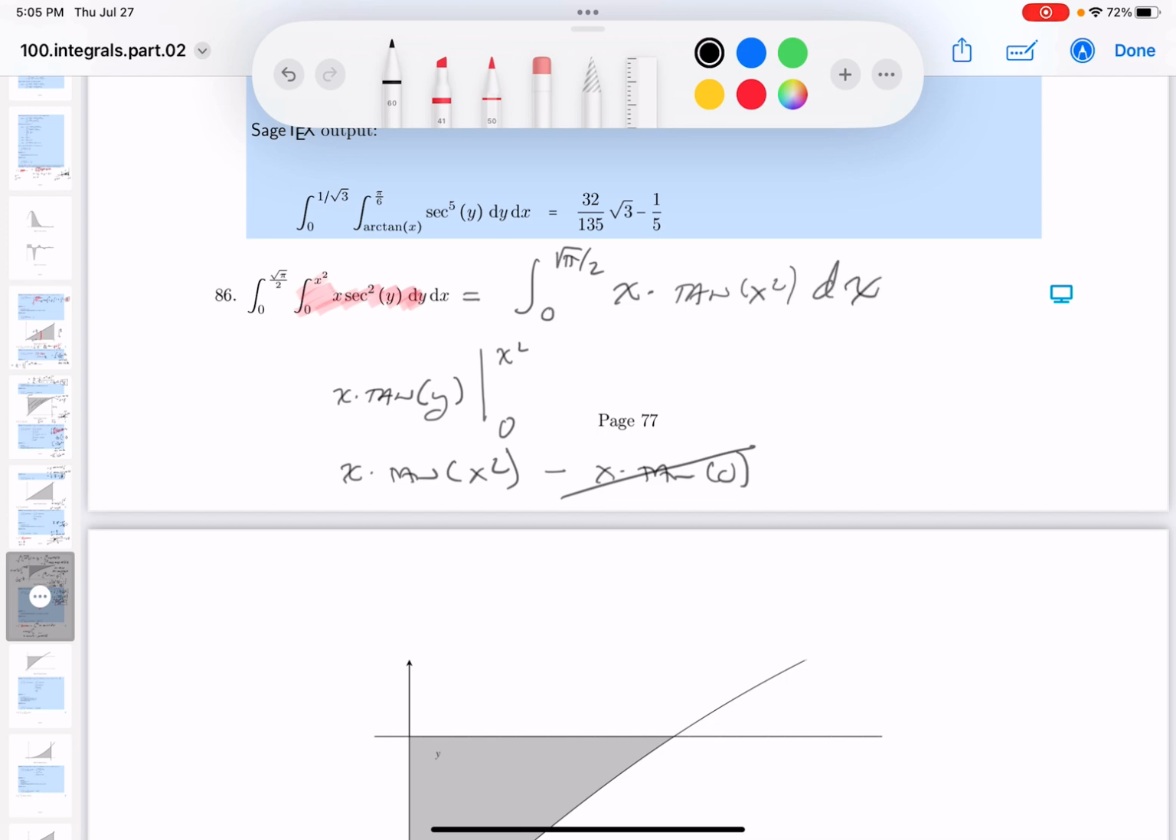I'm going to use u substitution now. Let's write that down. So I'm going to say u equals x squared, and du is 2x dx. So if x is 0, what would I get? I'd get 0 for u. If x is root pi over 2, when I square it, I would get pi over 4. Then what do you get? Well, I see the x dx, and that's a half of a du. And then you get tangent of u. All right, not so bad.